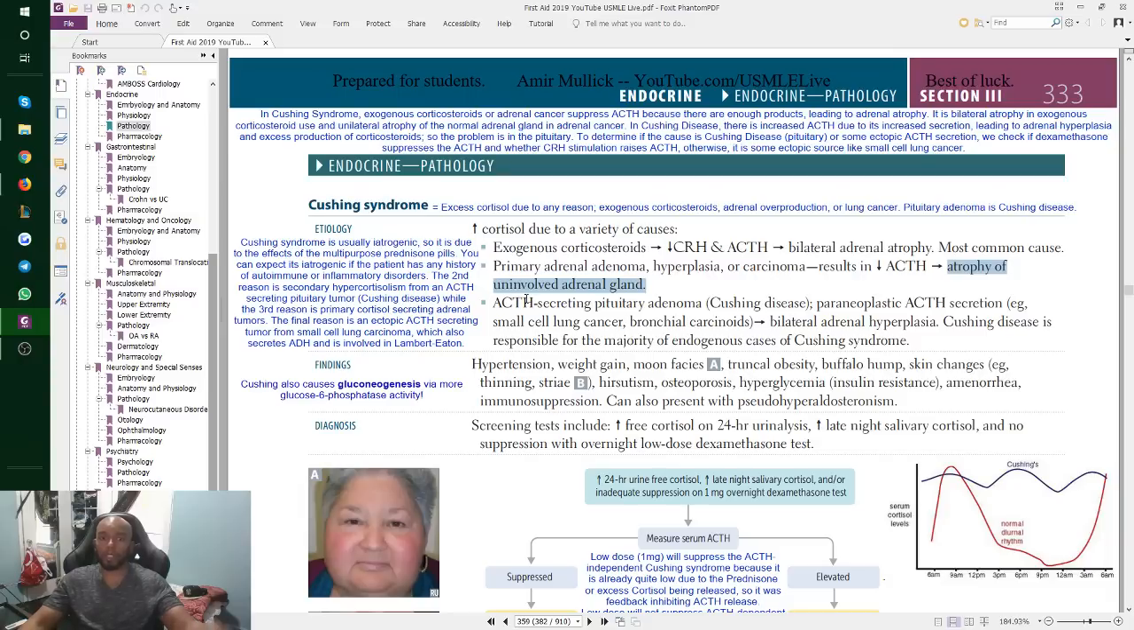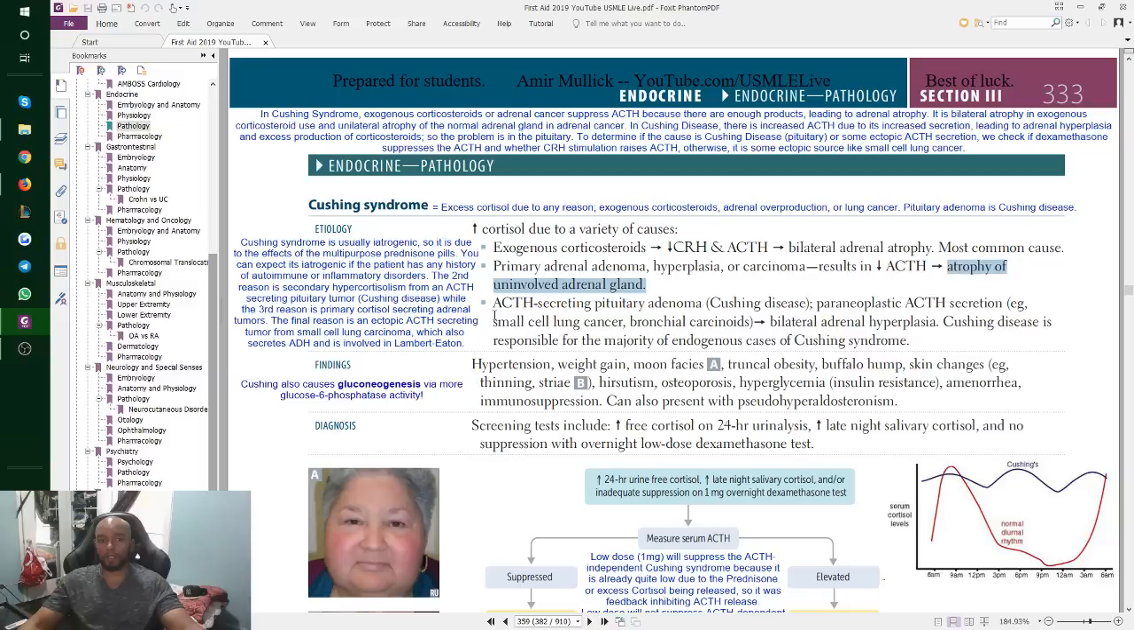Here, one adrenal gland is doing all the work, so you don't have any ACTH. So ACTH won't be signaling the other one, and that one that's not doing any work, the normal adrenal gland, is going to go ahead and atrophy. It's pretty much just going to end up dying because it's not being used.